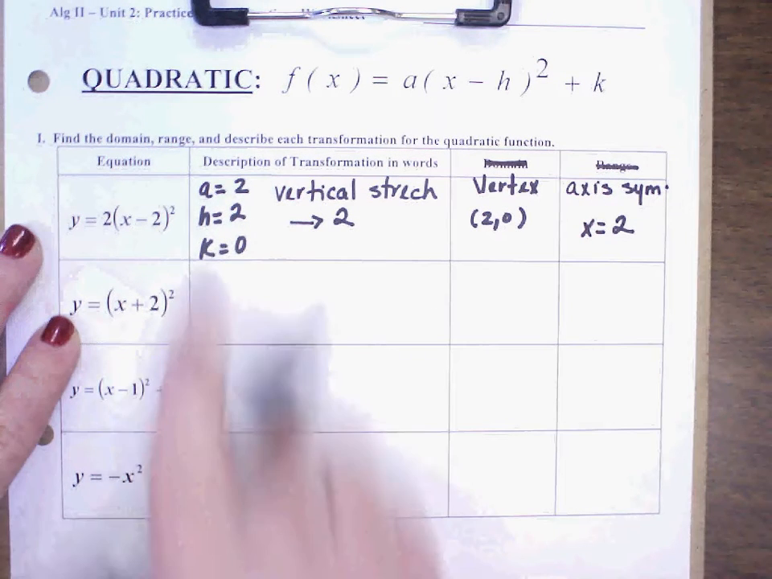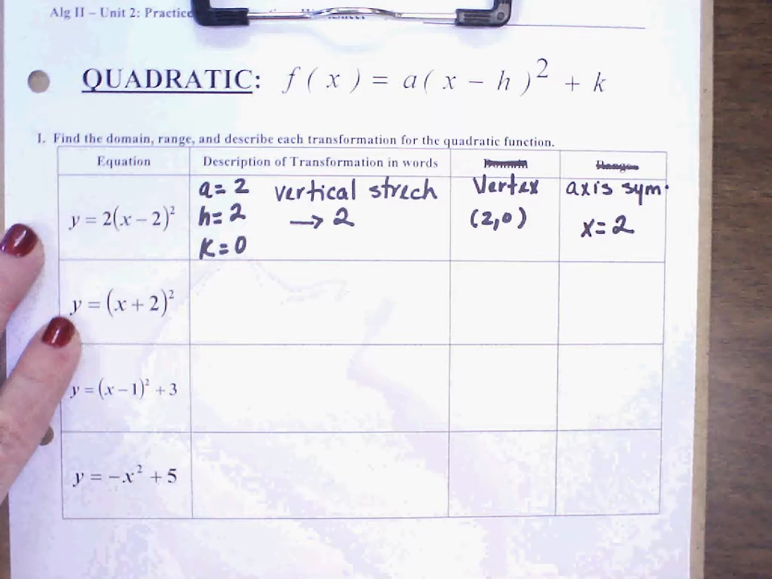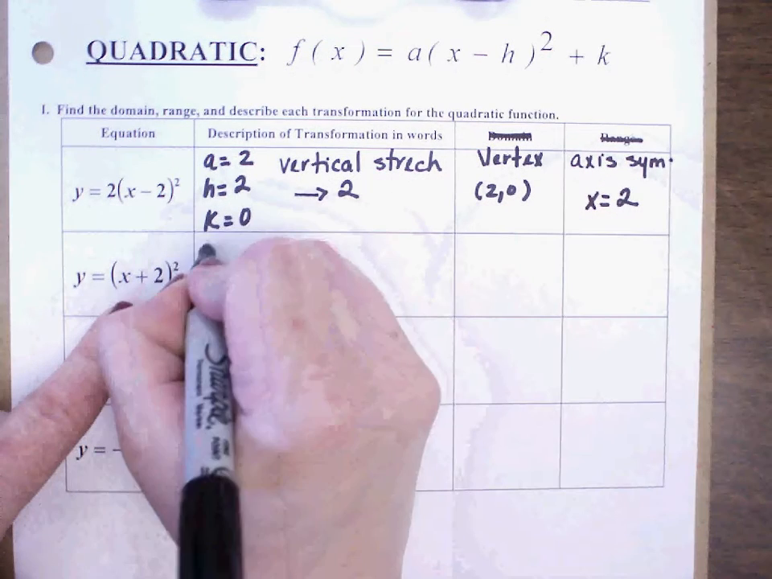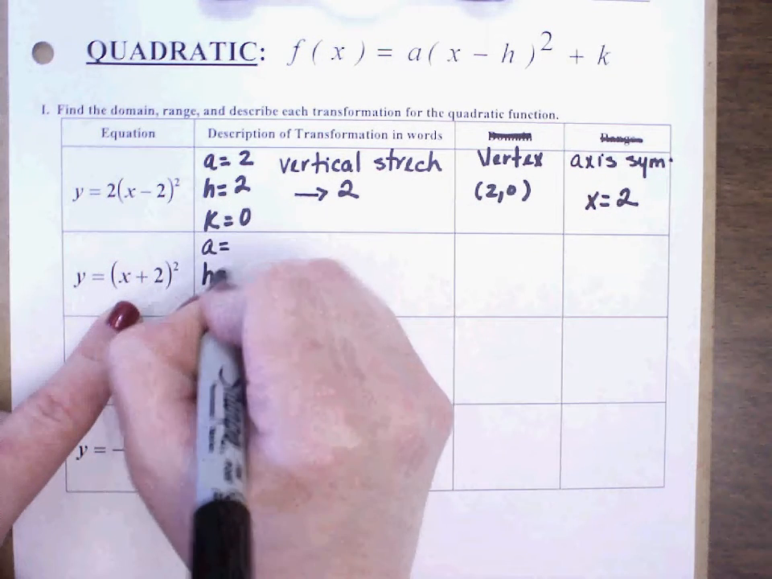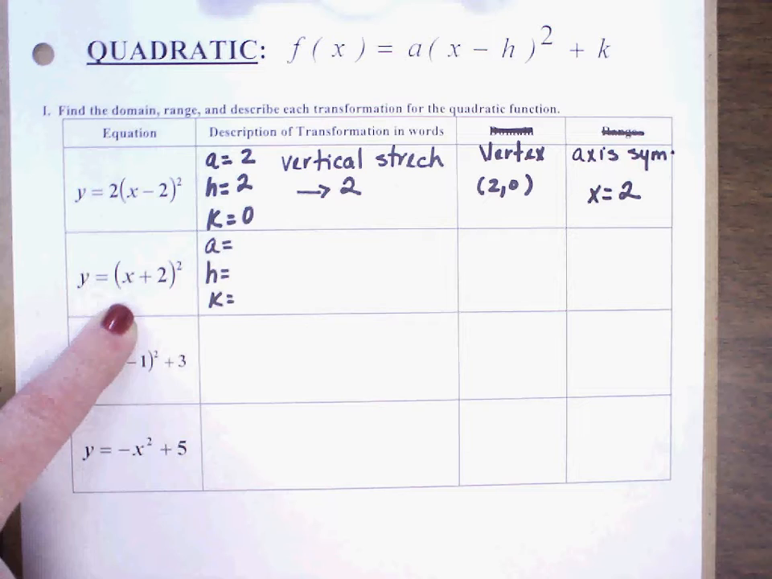What does the H do? Look at your cheat sheet if you don't know. Move it to the right, not to the left, to the right. How many times? Twice to the right. And then that K equals 0 is not going to do anything to it. It's just going to move to the right. It's not going to move up or down. Are we good?